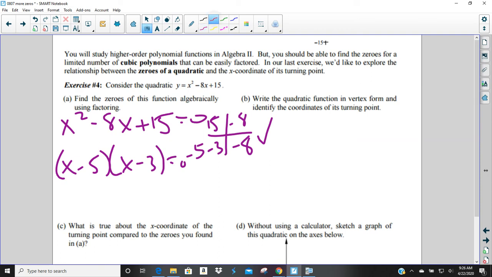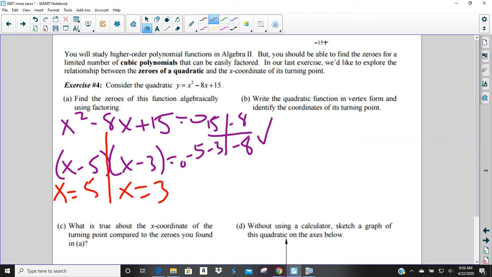Now, some of you might be seeing, and like, Mrs. J, can I just go and say x equals 5? And then can I say x equals 3? Yeah, you can, when the number that is in front of the x is 1. But if I had any number in front, I have to get everything over to one side and then divide and solve, okay? So the solutions, the x's, are 5 and 3, okay?